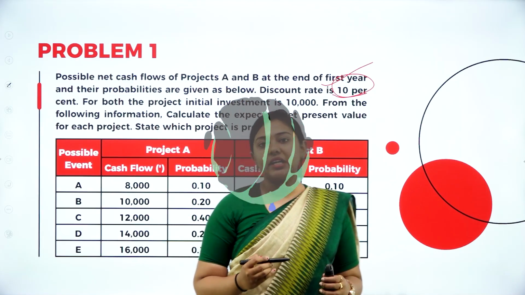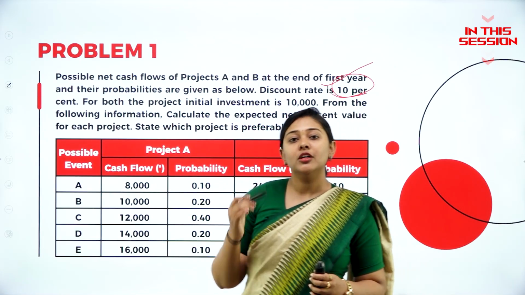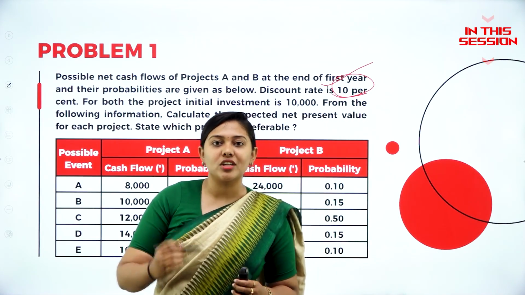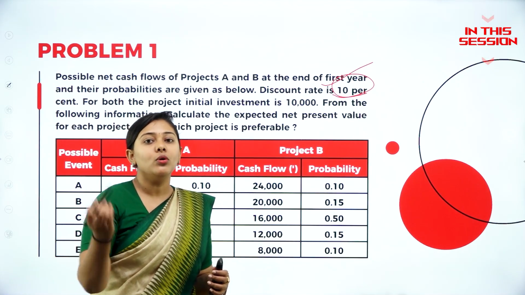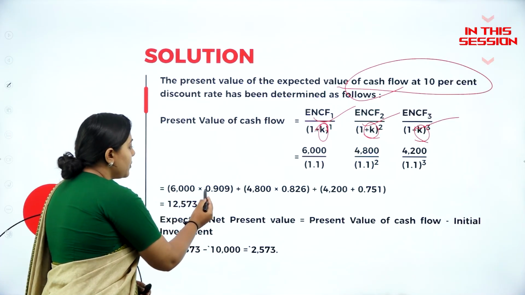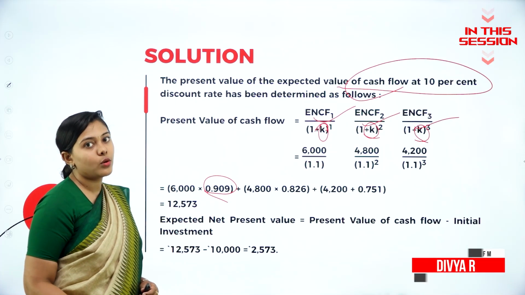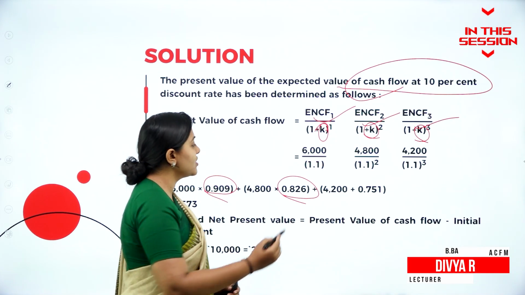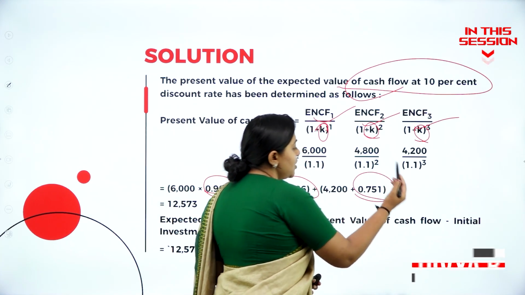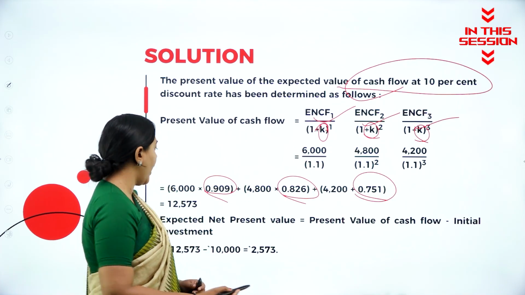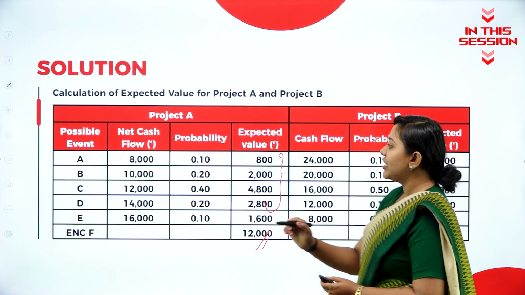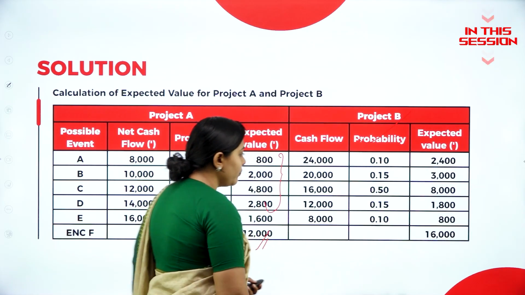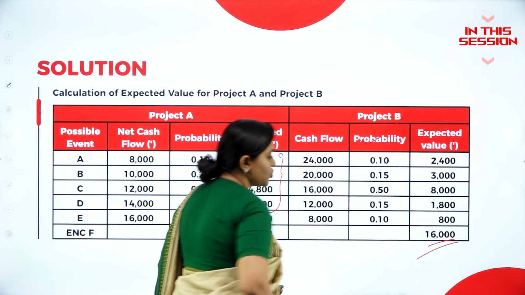So when discount rate is given, you have to look after the PV factor table. So that is your PV factor table. So at rupee 1, what will be the first year value? It is 0.909. The second year it will be 0.826, and the third year it will be 0.751. Project B similarly will calculate the expected net cash flow, that is 16,000. So how did you get?